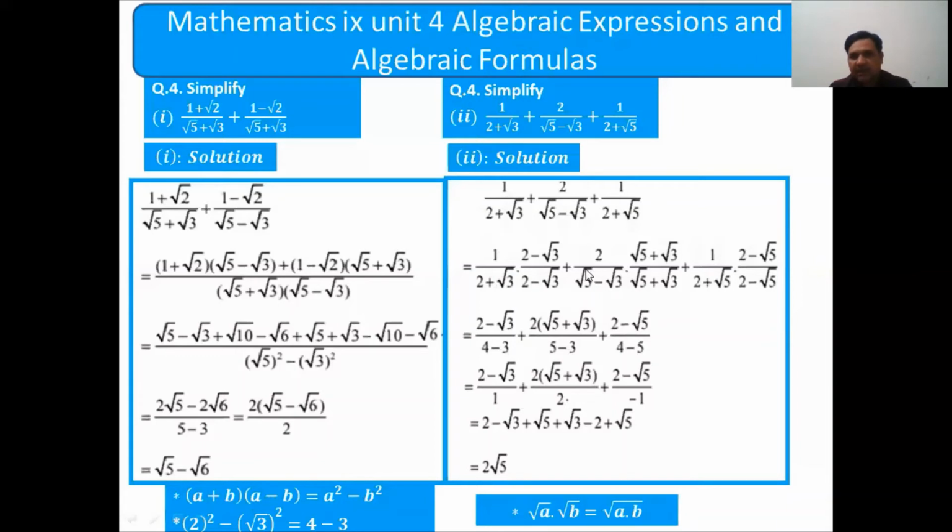Similarly, when we multiply this with this one, we have to use this formula, a square minus b square. So a is square root of 5 square and b is square root of 3 square. So 5 minus 3, the square root cancels out with the square. Similarly, here we can write this as 2 square. 2 square is 4, and minus square root of 5 square. The square root cancels out with the square, and we are left with 5.